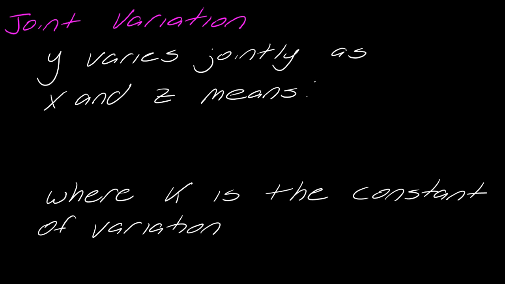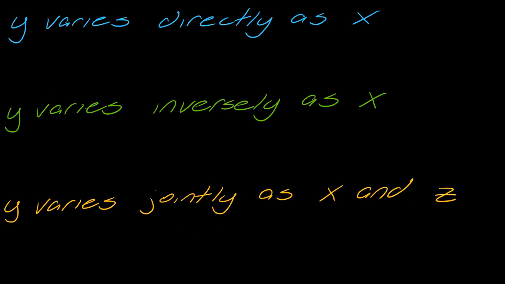Then for the next definition, y varies jointly as x and z. Now we have two letters, and what this means is y equals kxz. Once again, k is the constant of variation. Hopefully you've written those all down. What I want you to do is stare at the definitions for a second and notice what similarities there are. Actually pause the video and take a moment to observe.